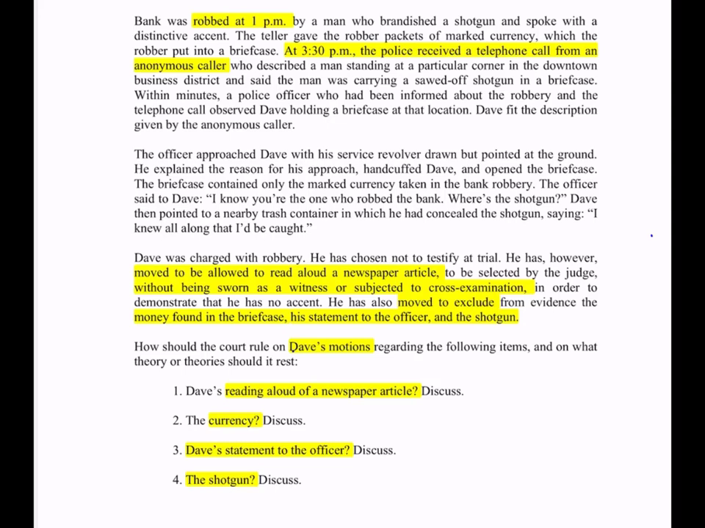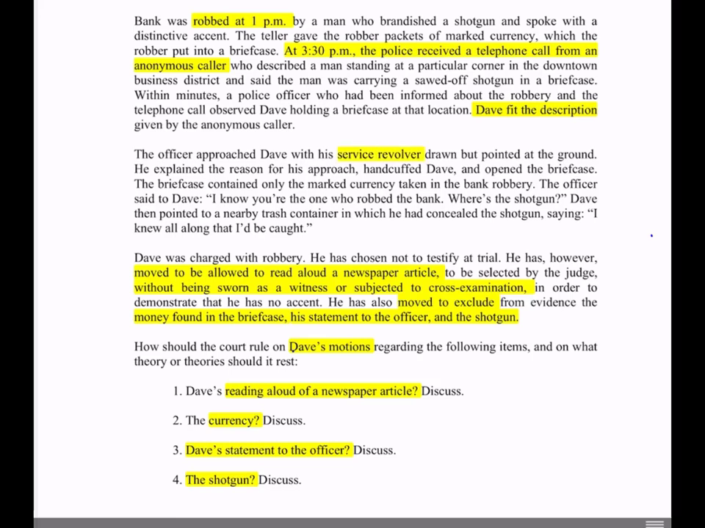Okay. Within minutes, a police officer who had been informed about the robbery and the telephone call observed Dave holding a briefcase at that location. Dave fit the description given by the anonymous caller. An anonymous caller is not so reliable. What makes it worse here is that the robbery is at 1 p.m. and at 3:30 p.m., so 2.5 hours later, some anonymous caller calls in and says, hey, the guy standing on the corner is the bank robber, essentially.